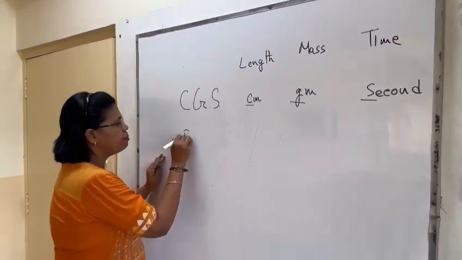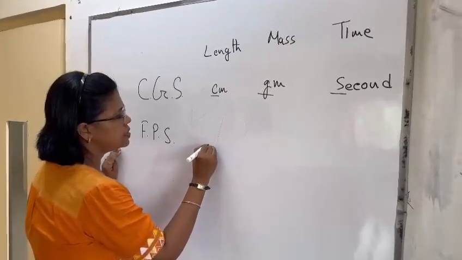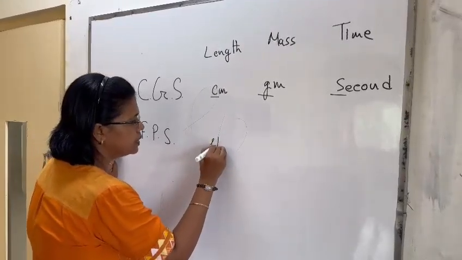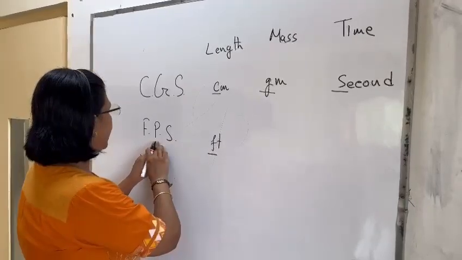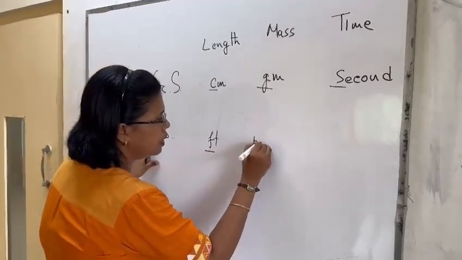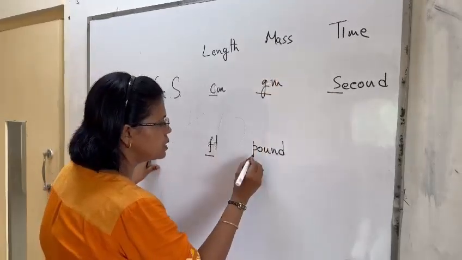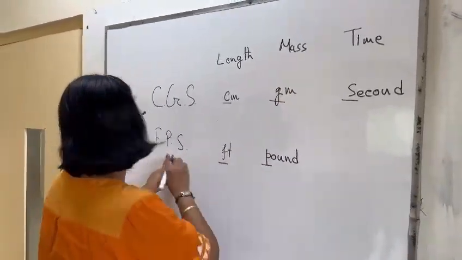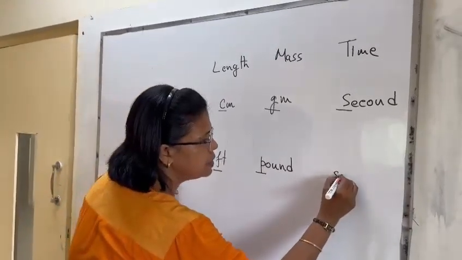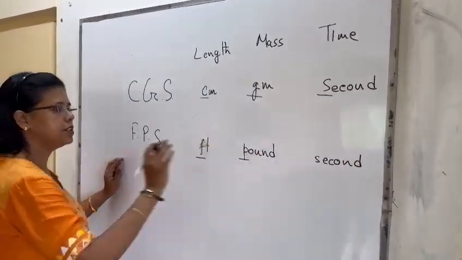Then the FPS. In FPS, F stands for feet. So they have taken F from feet, and P from pound, which they have taken as the mass unit, and S for second, the time unit. So this is another type of standardized unit system.